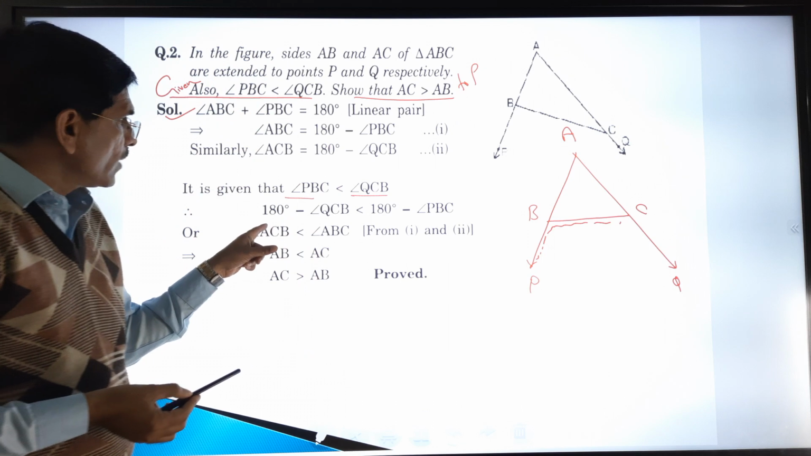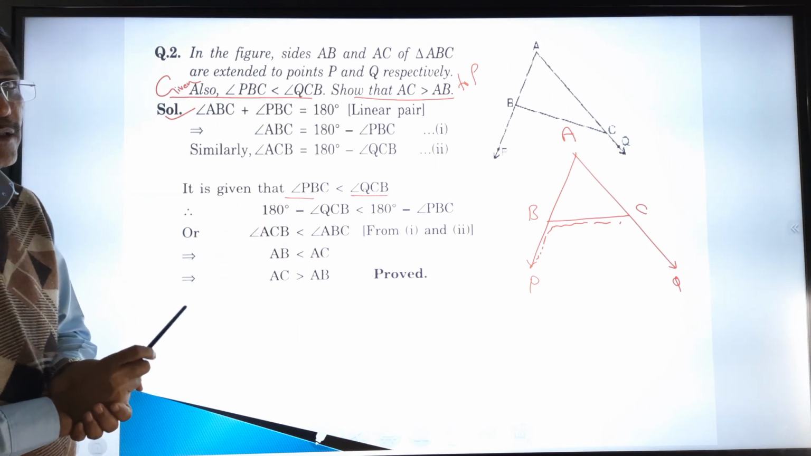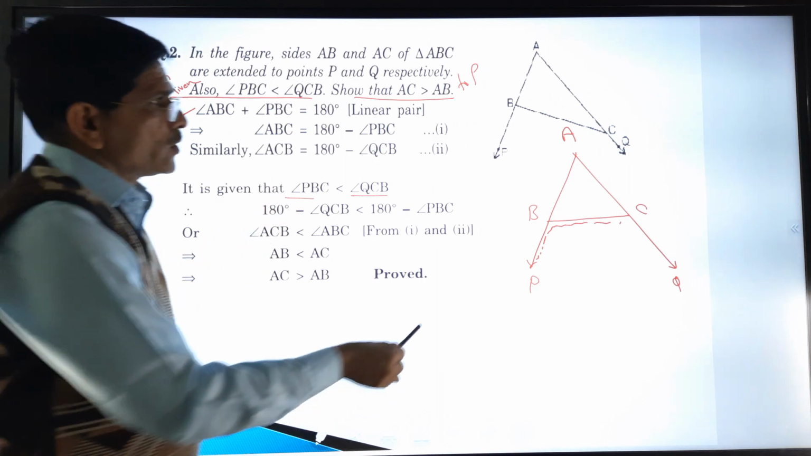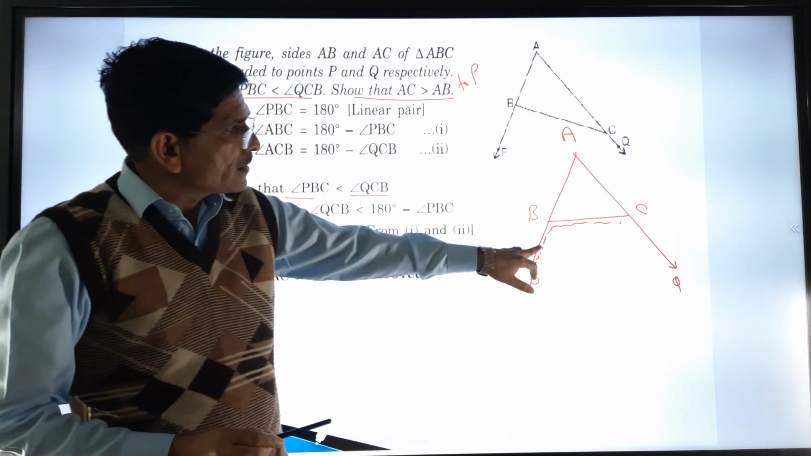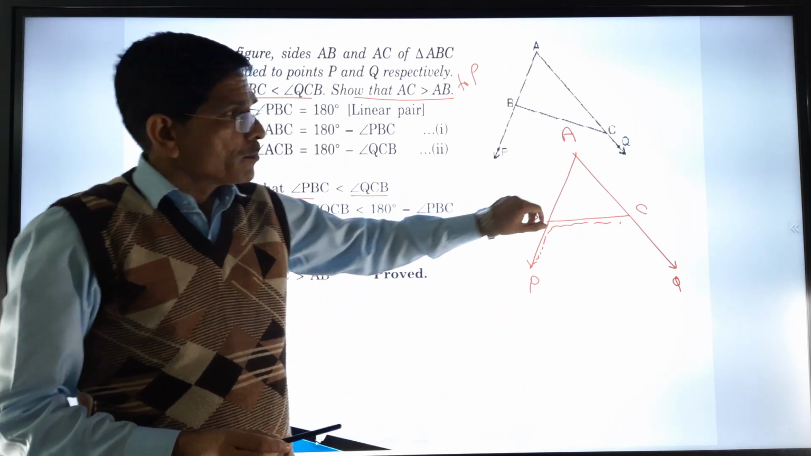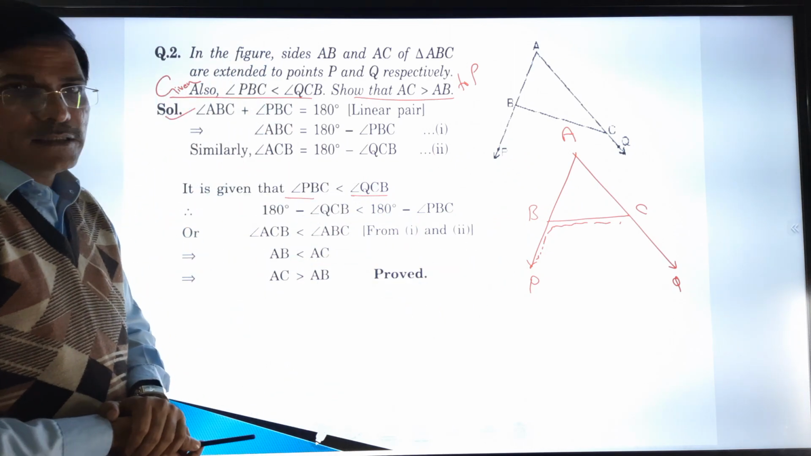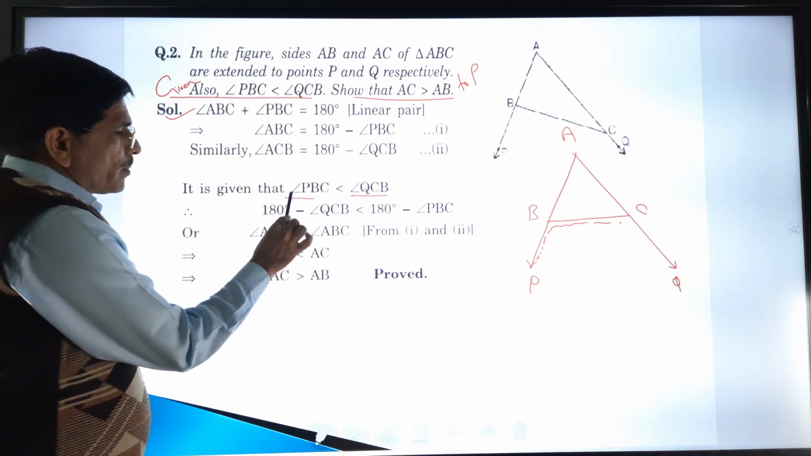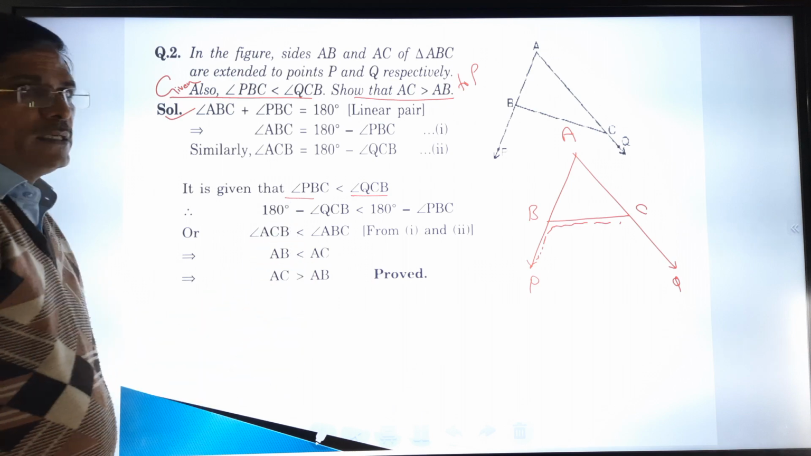What do I have to write? 180 minus QCB. Why am I writing 180 minus? Actually, 180 minus ABC I have to write. But we know that ABC is equal to 180 minus QBC. What do we have to write again? PBC is less than QBC. So 180 minus QBC.